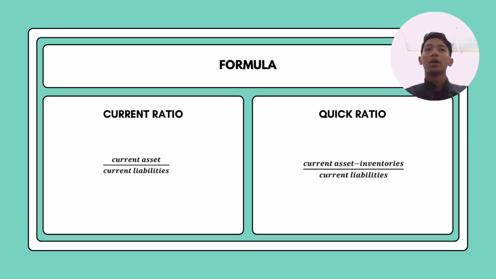Okay. Under the liquidity ratio, we have two ratios. Number one is the current ratio, and number two is the quick ratio. So we go further into the formula. The formula for current ratio is current assets divided by current liabilities. And the formula for quick ratio is current assets minus inventories, divided by current liabilities.